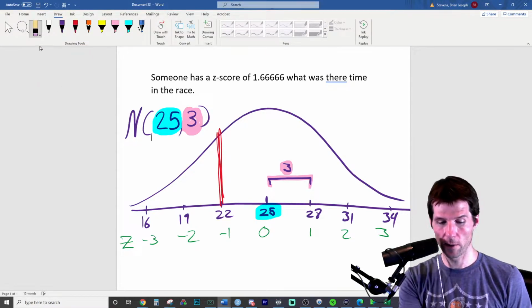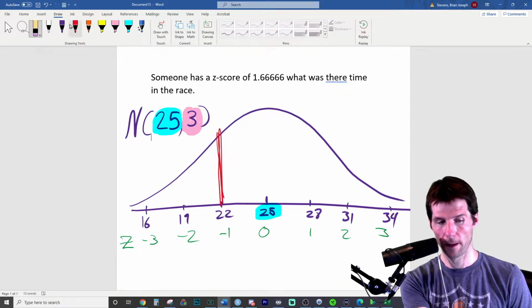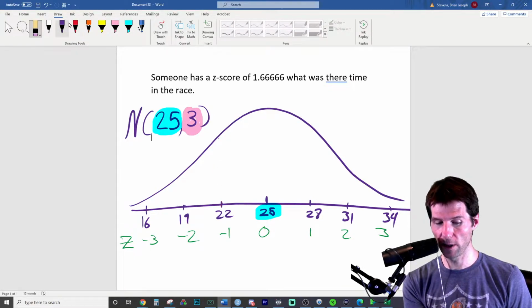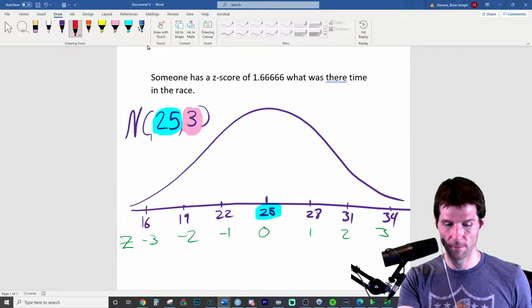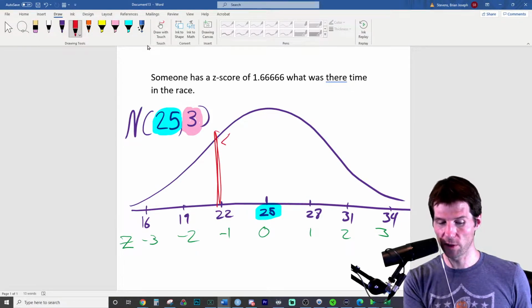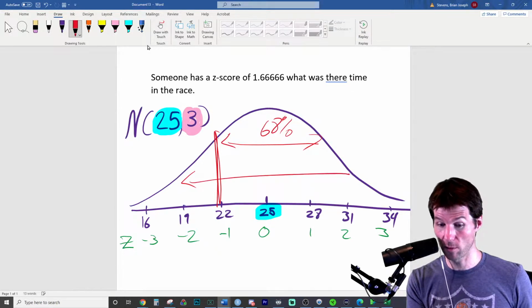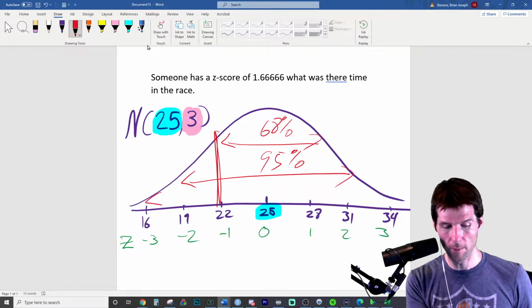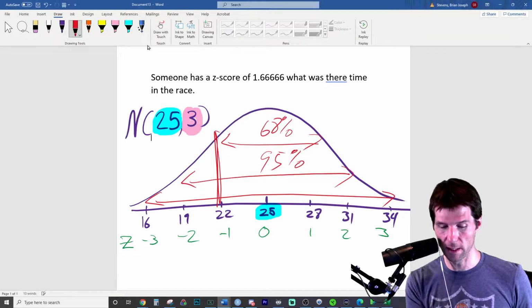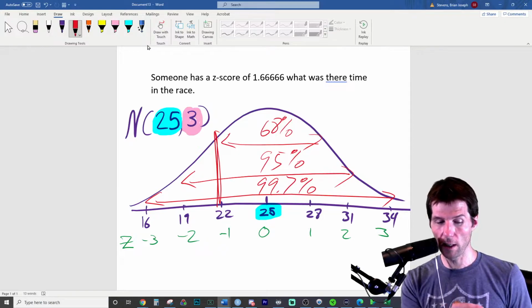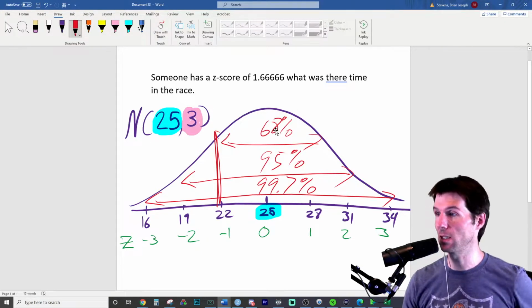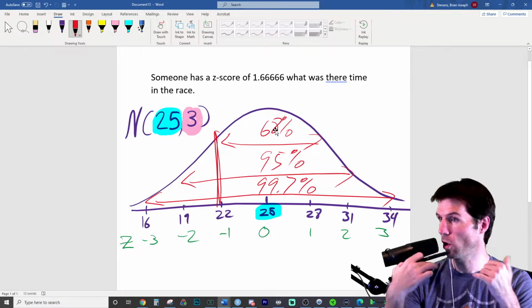Now here's where we use the empirical rule. The empirical rule states between -1 and +1 is 68% of the data. Between -2 and +2, which maybe you're more outside of, is 95% of the data. And between -3 and +3 is 99.7% of the data. So if 68% is in here, what is total outside of here?